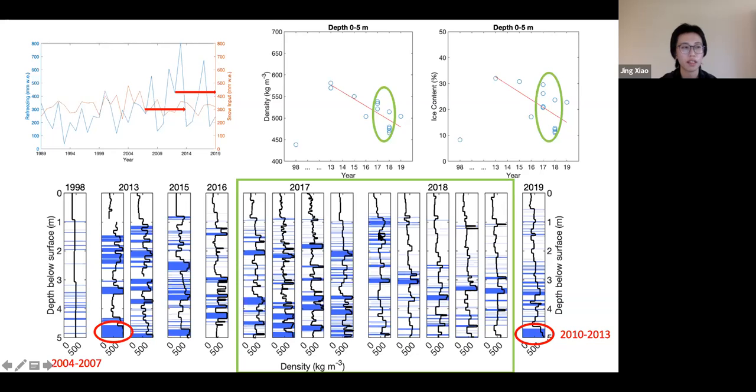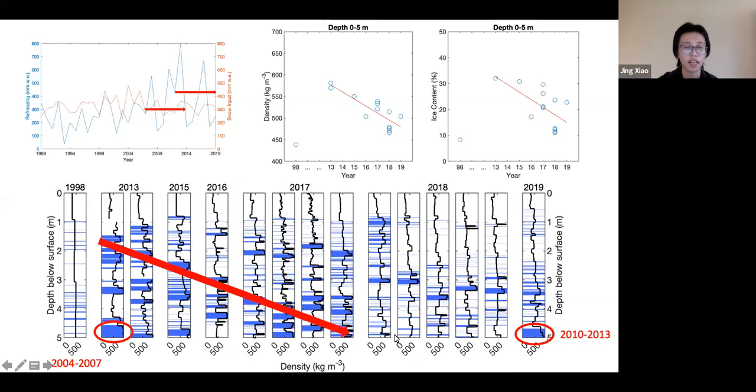And we can also actually see this decreasing trend in the stratigraphy figure. During these years, we can see that the thick ice layers from previous melt events are gradually moving down. And also at the top, we can see only thin ice lenses have been created. Therefore, both the average density and the ice content of the top 5 meters are decreasing.